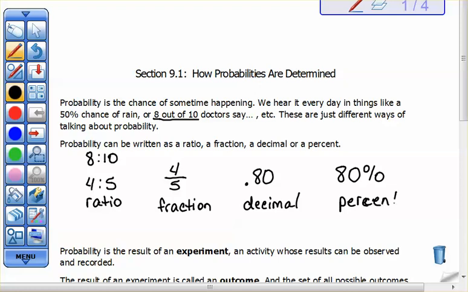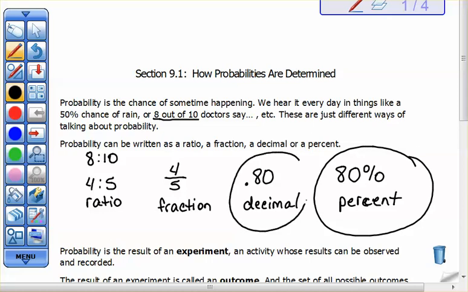Oops, percent. Almost spelled that incorrectly. So these are the different ways that we write about and talk about probabilities. Generally, when we're talking about them, we use the percent form, and when we write about them, we usually use the decimal form. But I wanted you to see that even as a fraction or a ratio, it does mean the exact same thing.